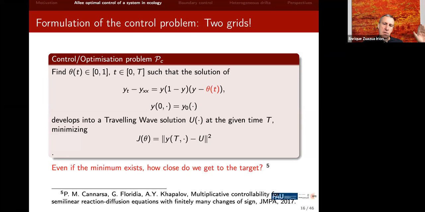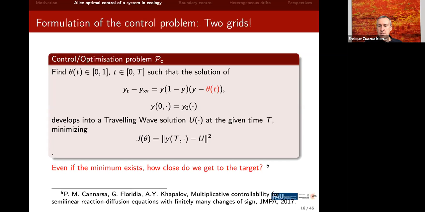Then given the time window, if the objective is to drive this population to a given profile, like the one capital U corresponding to the traveling wave solution, then the problem will be formulated simply as a least square problem, right? In which the goal will be to choose the value of the parameter theta as a function of t, so that the distance of the solution y to the target u is minimized, right?